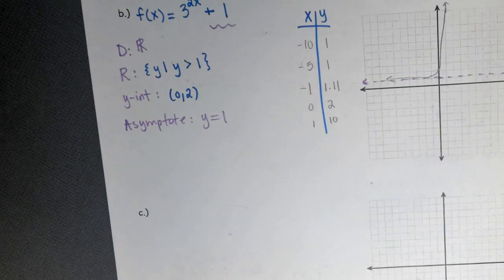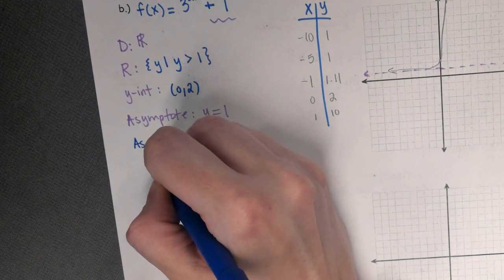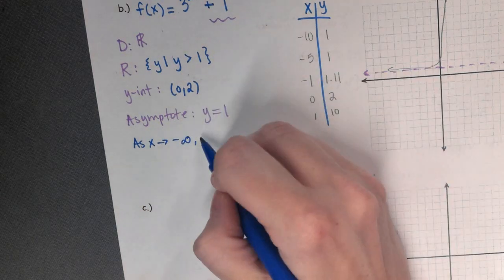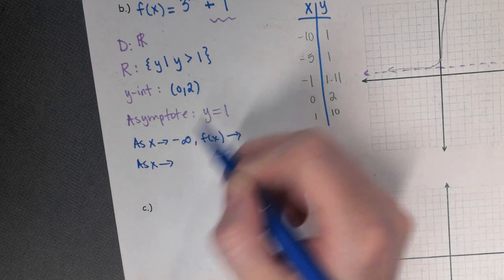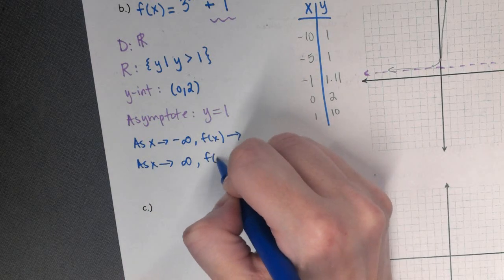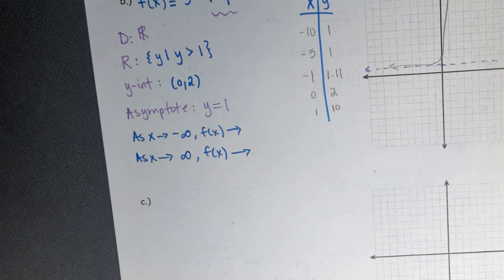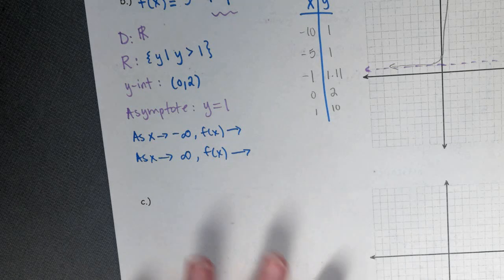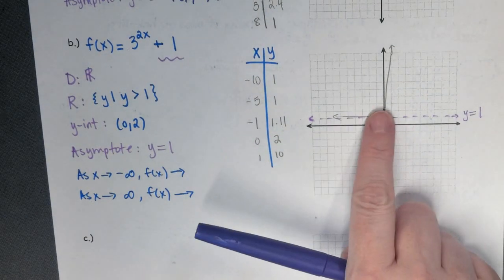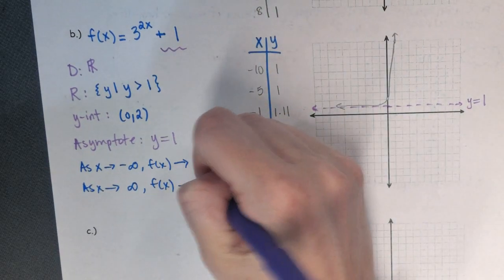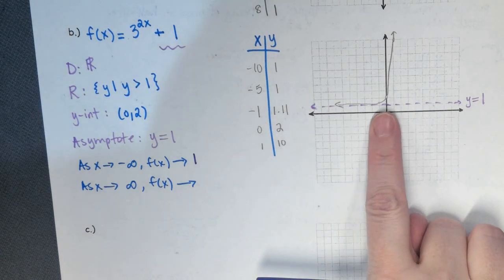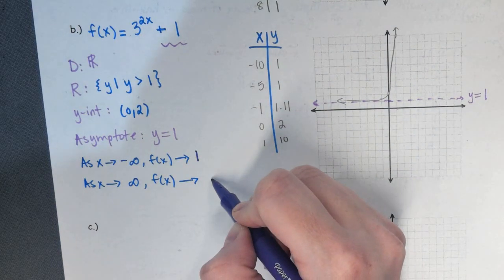All right, and then let's do the end behavior. So as x goes to the left side, what does the graph do? And as x goes to the right side, what does f of x do? So on the left side, it's getting closer and closer to what value? Yep. On this side, it's getting closer and closer to infinity.